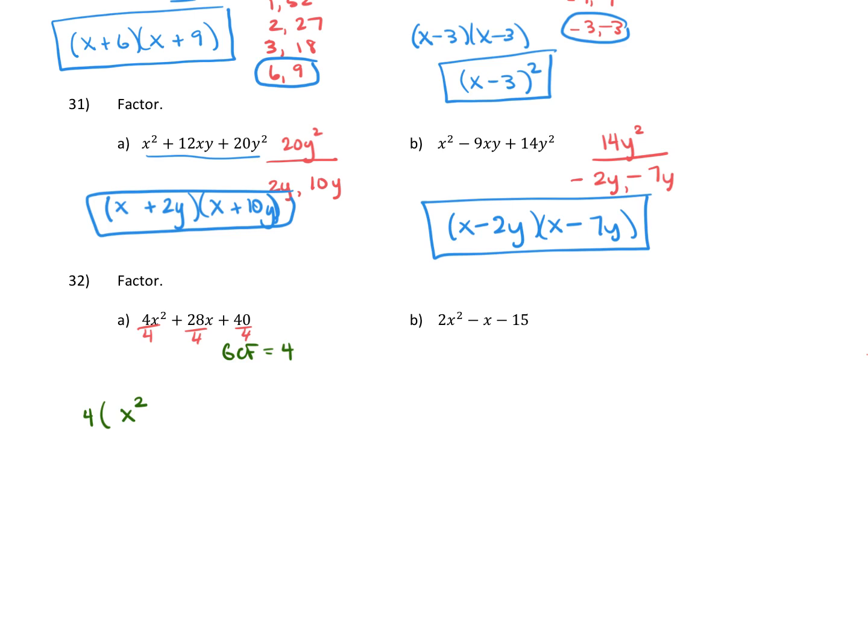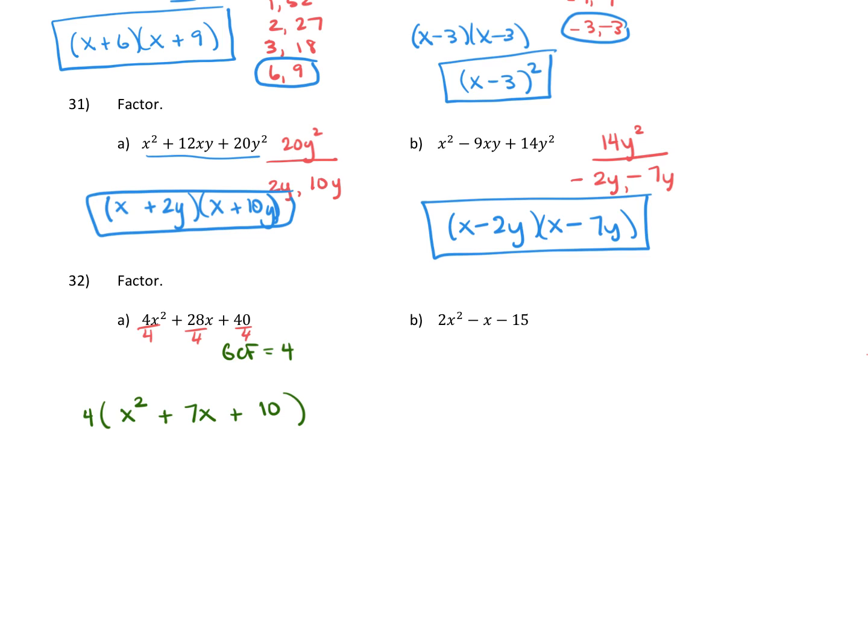28x, factor out of 4. So factoring is like division. So we can think about 28 divided by 4 is 7. So plus 7. And we have an x, but we're not factoring any x's out. So we still have an x with the 7. Plus 40, factor out of 4. So 40 divided by 4 is 10.